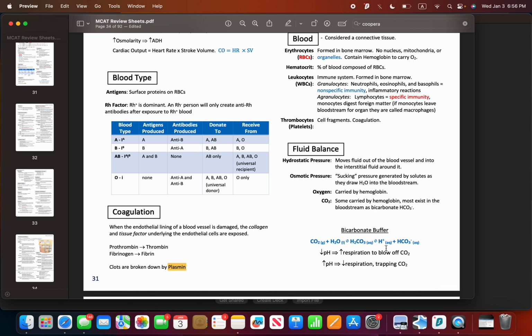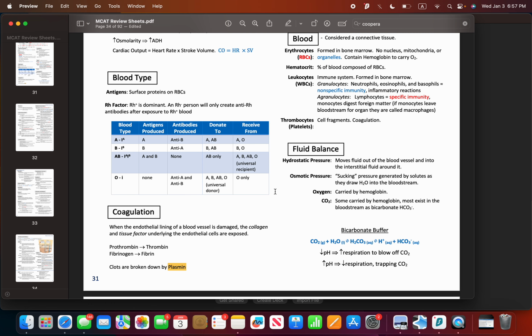Now, if our pH goes up, it means that we have less of the right side, we have less hydrogen, we have more water, and our blood is less acidic, so we do less respiration to trap the CO2. So we don't want to give out too much carbon dioxide as product. We want to keep it as substrate, so we bring it back to normal and we balance it out.